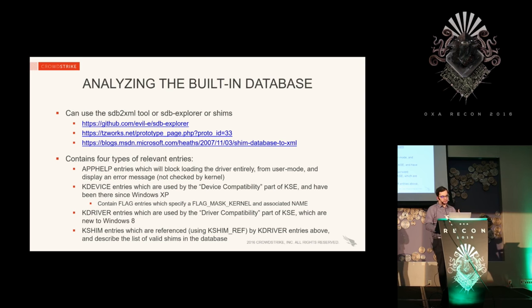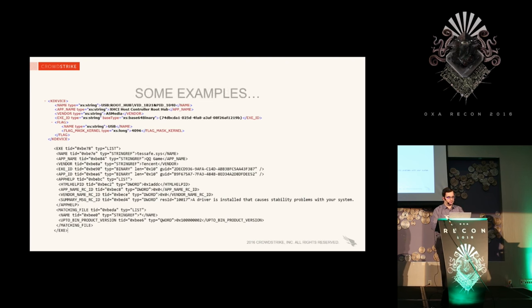When a driver tries to install itself, you get a little pop-up that says this driver is not compatible with Windows. Then you have K device entries, and we're going to look at a few of these, which are used by the device compatibility stuff. So any flags that need to be applied or any device data, that's K device. And then K driver is used by actual driver shims. So the driver shims are in there. And then KShim are where shim providers are actually registered. And again, every provider has to be in the SDB. You can't kind of make up your own provider without any definition for it.